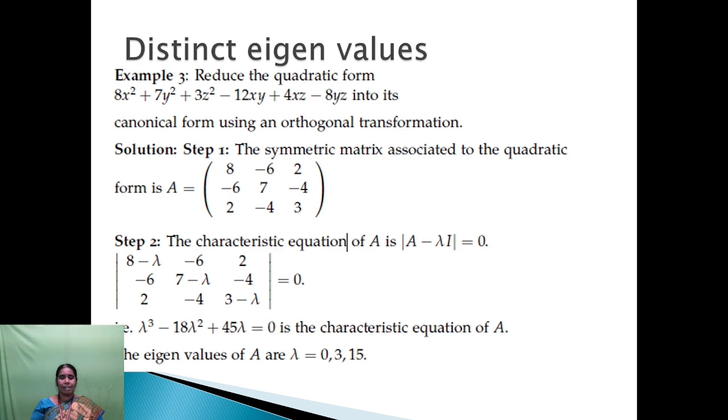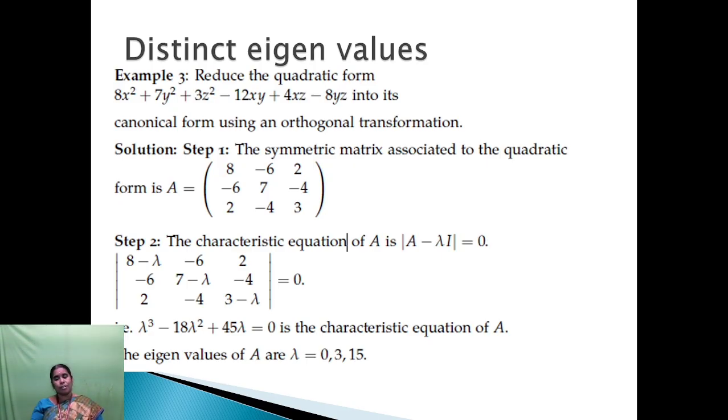Next, the characteristic equation of A is given by, on solving. What is the first step? We just reduce our quadratic form to the symmetric matrix. Next, we have to convert the symmetric matrix to the diagonal matrix. With the procedure, first we have to find the eigenvalues and eigenvectors. According to the eigenvalue, we move on. To find the eigenvalue, I am first finding the characteristic equation.